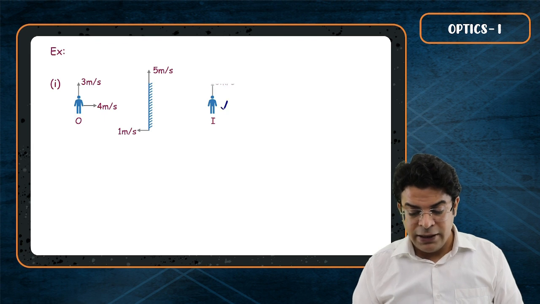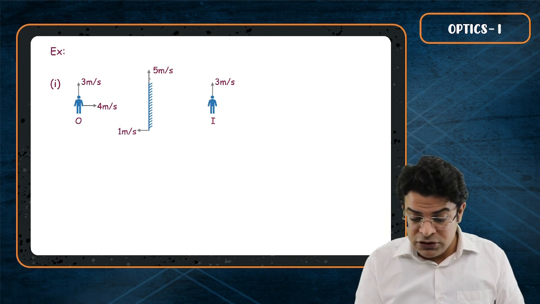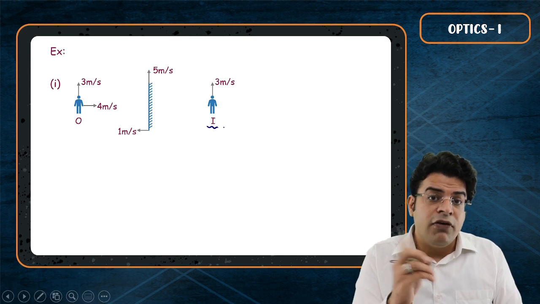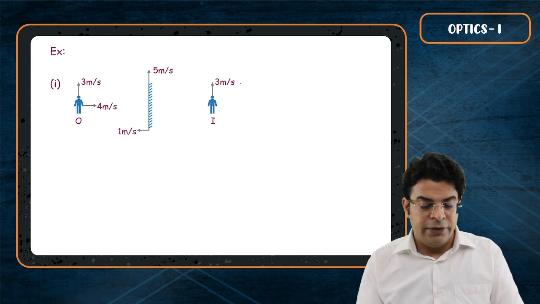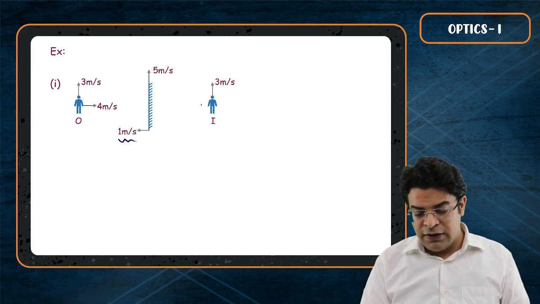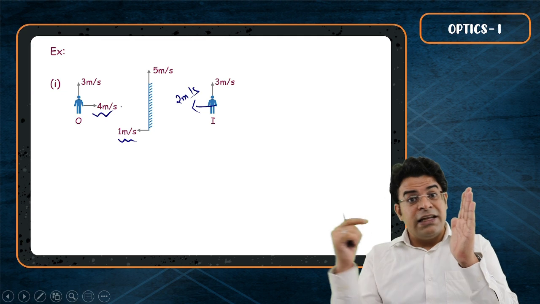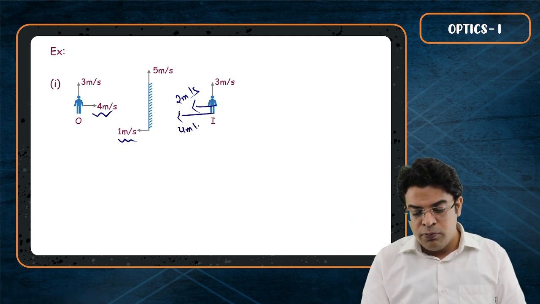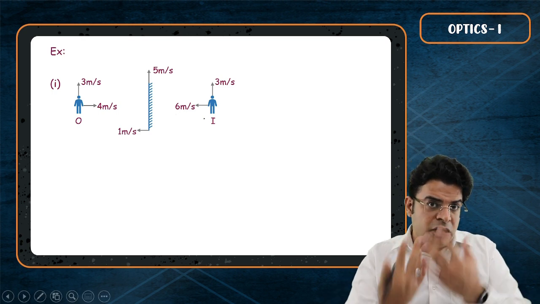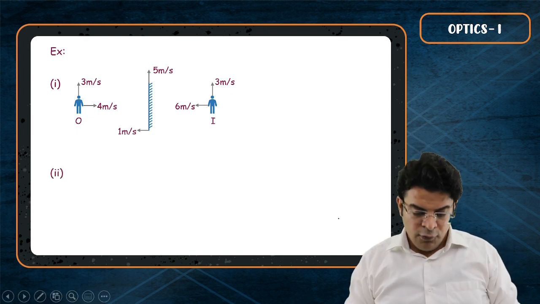If you visualize the image, it will have a velocity of 3 meter per second parallel to the plane of the mirror, because the mirror's velocity along its own plane is useless. The image will have the same velocity parallel to the plane of the mirror as the object, which is 3 meter per second. Now along the normal, due to the motion of mirror 1 meter per second towards left, you get 2 times that velocity, 2 meter per second towards left. And due to the motion of object in the opposite direction, 4 meter per second, so you get 2 plus 4, a net velocity of 6 meter per second. And if they ask you net velocity of image, your answer will be under root of 3 square plus 6 square. Let's see one more example.